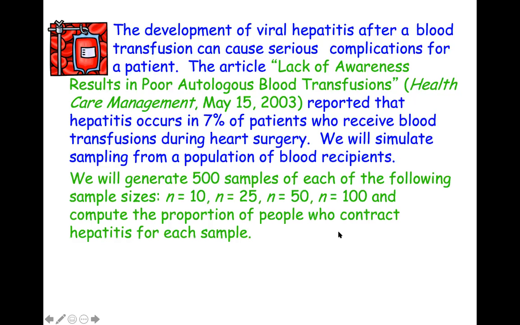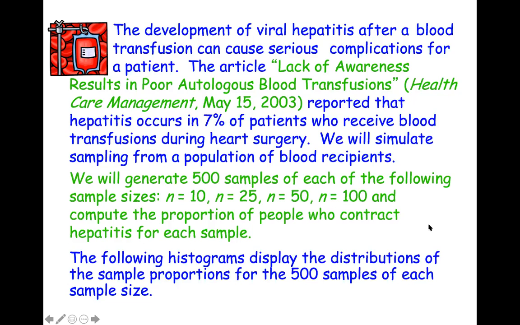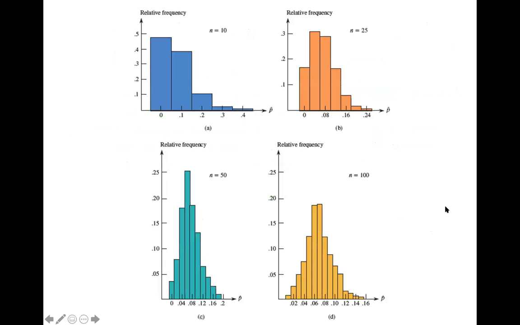All right. So what we're going to do is similar to what we did with sampling distributions for means. We're going to generate 500 samples of the following sizes: n is 10, 25, 50, and 100. And then we're going to make these sampling distributions from the population where 7% of patients who receive blood transfusions get hepatitis. This is what it looks like for 500 samples of these sizes. Have a look, and I'm going to be asking some questions about what you observe from these sampling distributions.